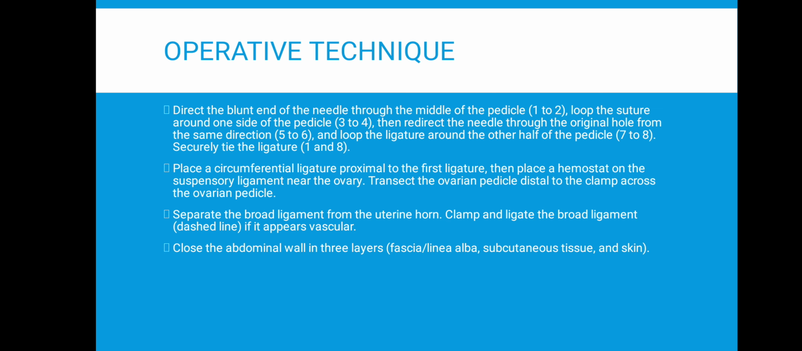Securely tie the ligature. Place a circumferential ligature proximal to the first ligature, then place a hemostat on the suspensory ligament near the ovary. Transect the ovarian pedicle distal to the clamp across the ovarian pedicle. Next is separate the broad ligament from the uterine horn, clamp and ligate the broad ligament if it appears vascular. Close the abdominal wall in 3 layers. First, the fascia or linea alba, subcutaneous tissue, and the skin.